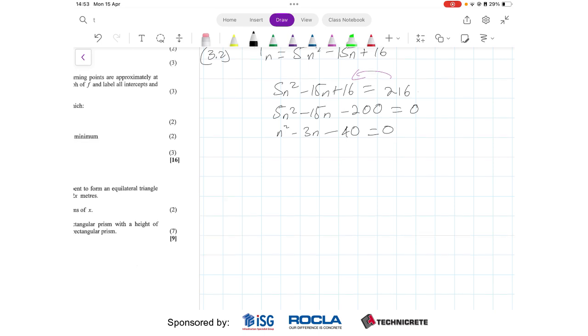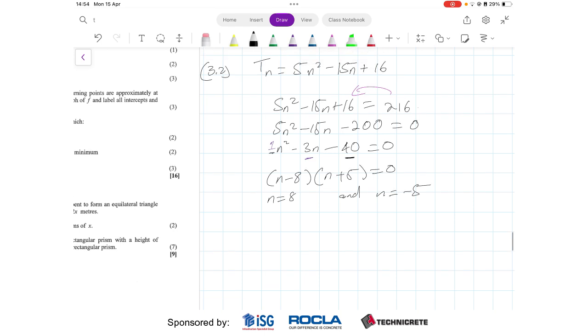So from here, we are going to try and find the factors of 40 and 1 that can give us a negative 3, and that just happens to be a negative 8 and a positive 5. Thus we will have n minus 8 and n plus 5 being equal to 0. From here we have our critical values such that n equals 8 and n equals minus 5.